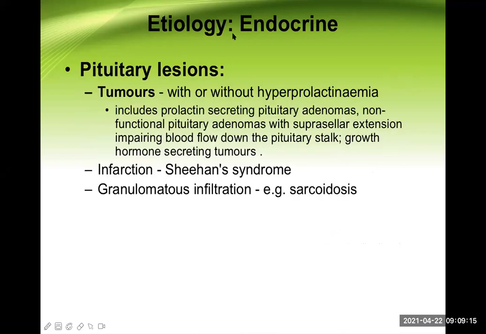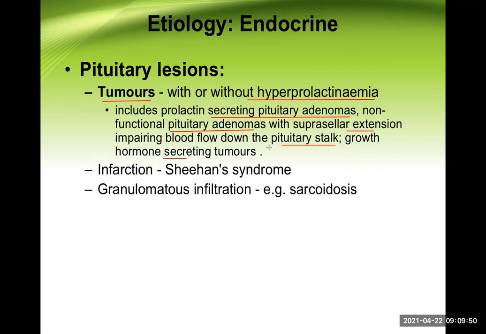Now, others are the pituitary lesions. We talked about the hypothalamus. Now, let's go to the pituitary. Tumors are the number one pituitary diseases which can result in amenorrhea. They may occur with or without hyperprolactinemia. Now, all of them may not be associated with hyperprolactinemia, but many of them are. They include prolactin secreting pituitary adenoma, non-functional pituitary adenoma with suprasellar extension, which impairs blood flow down the pituitary stalk, and growth hormone secreting tumor.